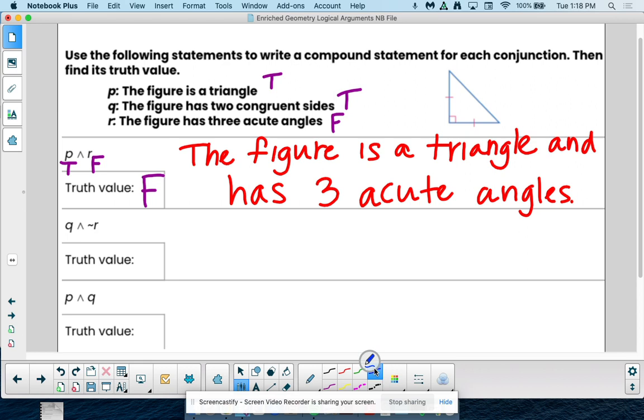Okay. Let's try another one. So this says Q and not R, right? So what's Q? The figure has 2 congruent sides. So that's what we're going to write first. The figure has 2 congruent sides.